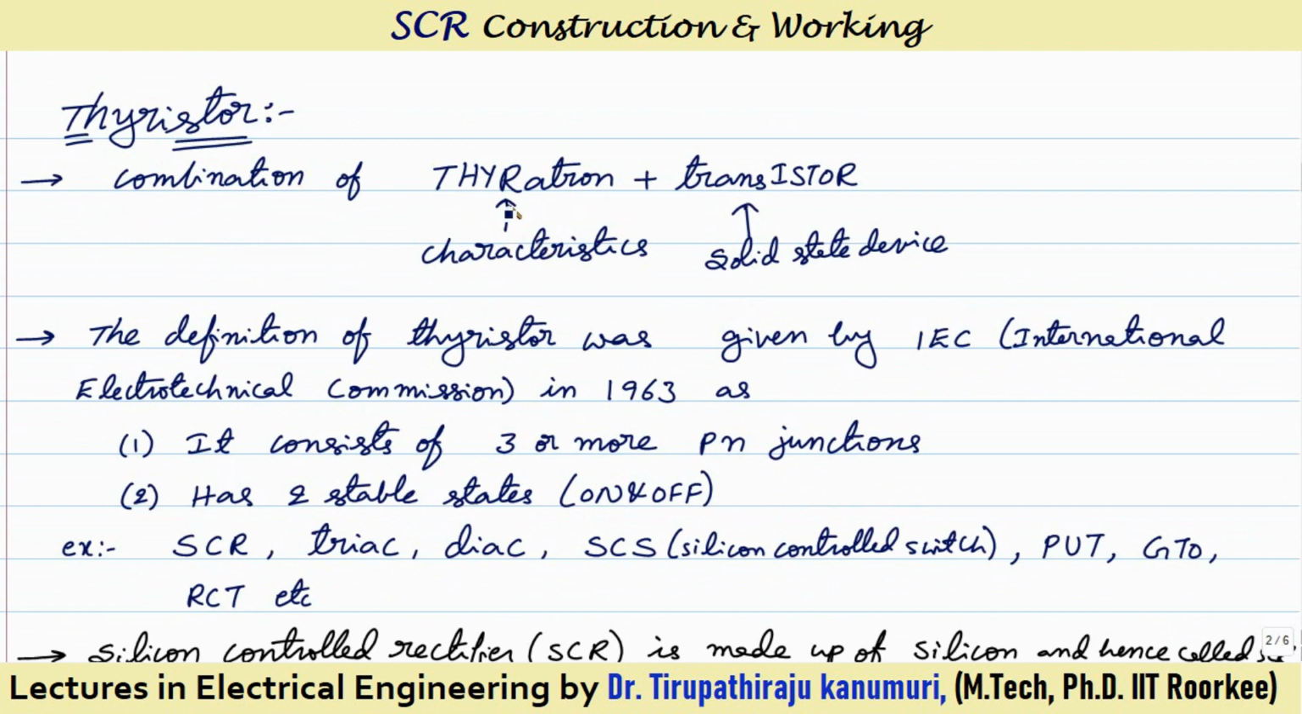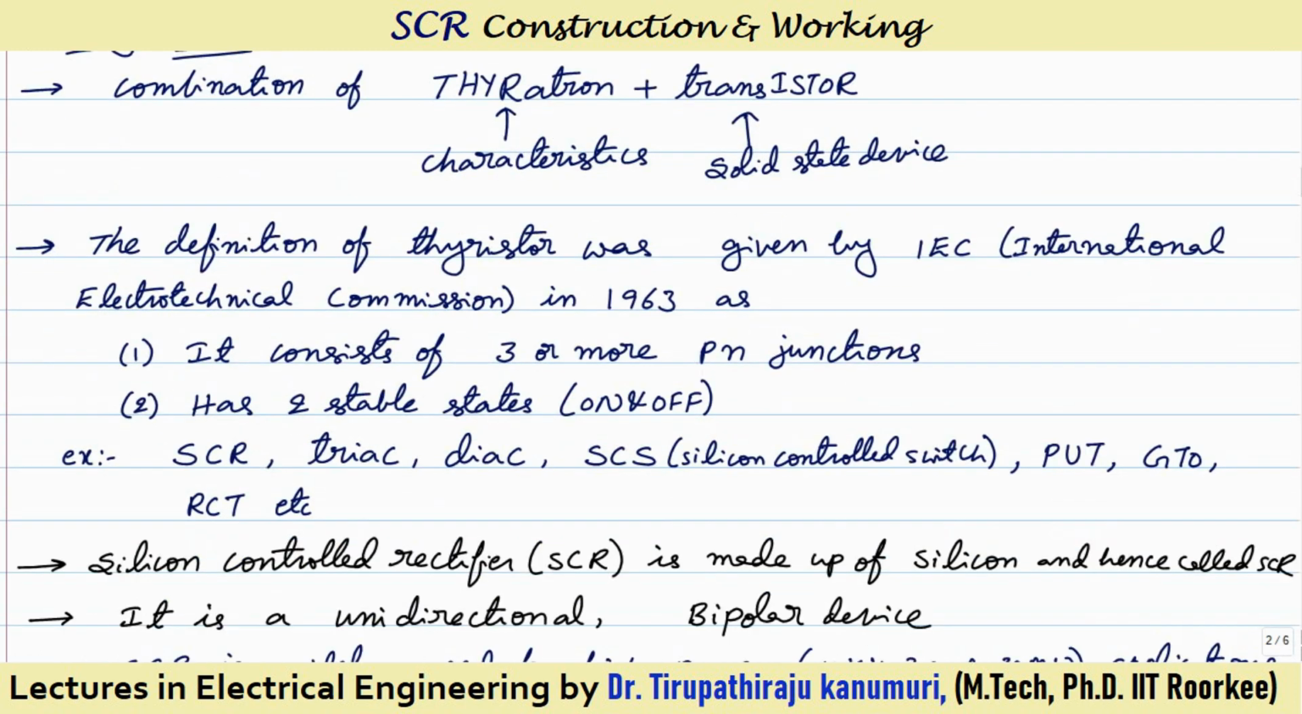Actually it has the characteristics of the thyratron tube, but it is a solid state device similar to the transistor. So the name is taken from thyratron tube because it has the characteristic of the tube, but in construction it is a solid state device, not a tube. The second part comes from the transistor, that is "-ister". That means having the characteristic of a thyratron but being a solid state device.